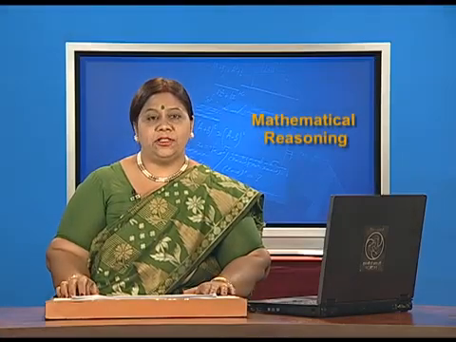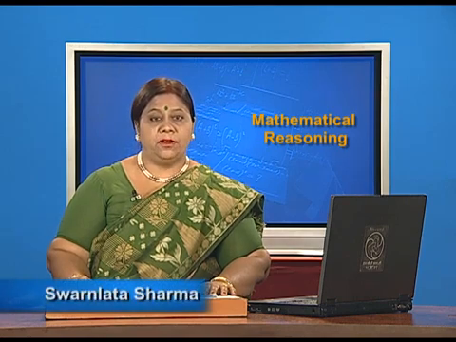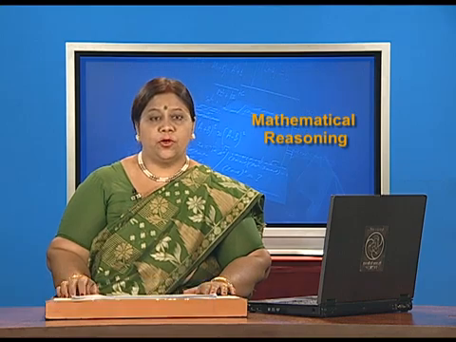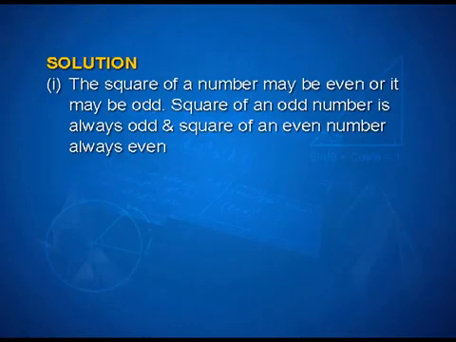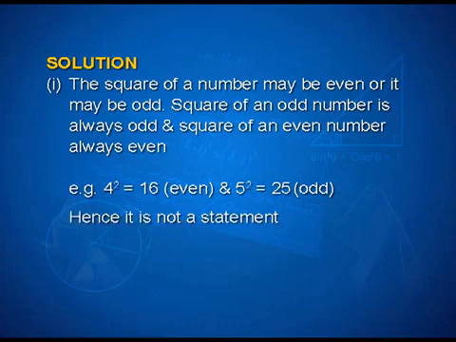Hello students, let us discuss the solutions to the homework problem. First, the square of a number may be even or it may be odd. Square of an odd number is always odd and square of an even number is always even. For example, 4 squared is equal to 16, which is an even number, and 5 squared is equal to 25, which is an odd number. Hence, it is not a statement.